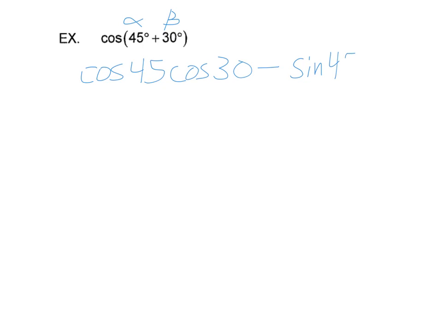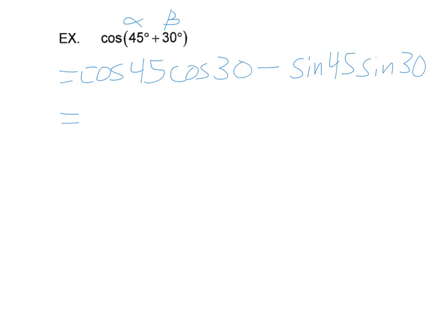Cosine of 45 plus 30. So 45 would be the alpha, 30 would be the beta, and I'm using the cosine formula. That one goes cosine alpha, which is 45, cosine beta, which is 30, and then there's the minus over the plus. That means use the opposite sign of what we started with. Since there's a plus in the parentheses, we should use a minus. Sine of alpha, which is 45, sine of beta, which is 30.